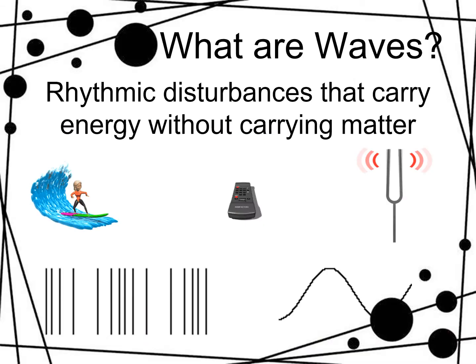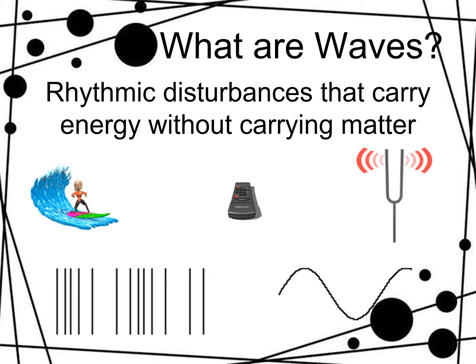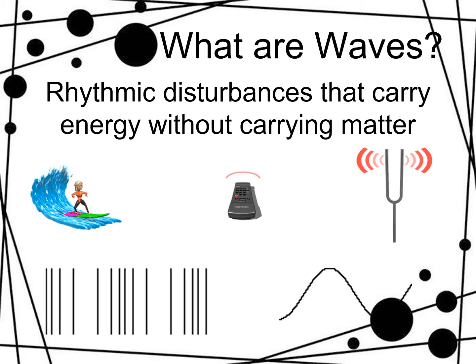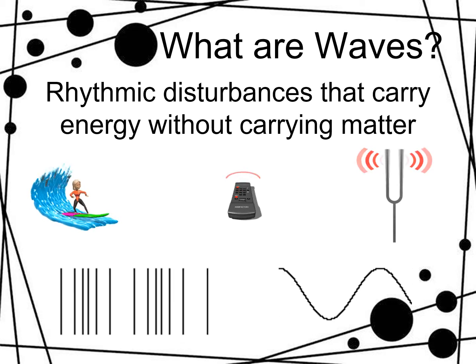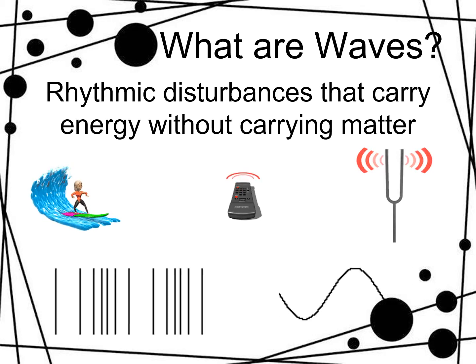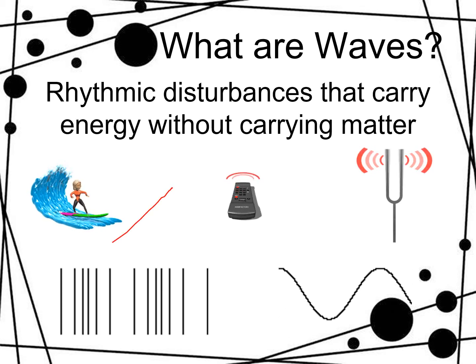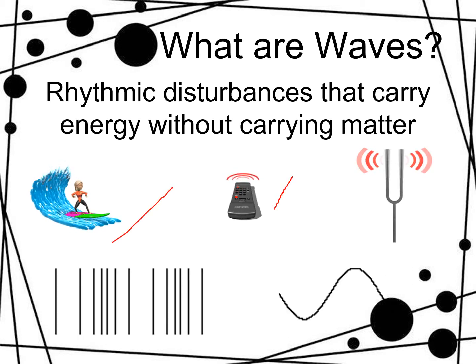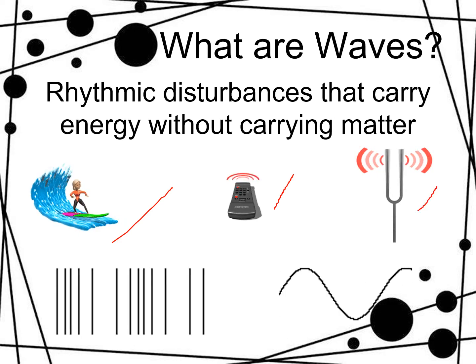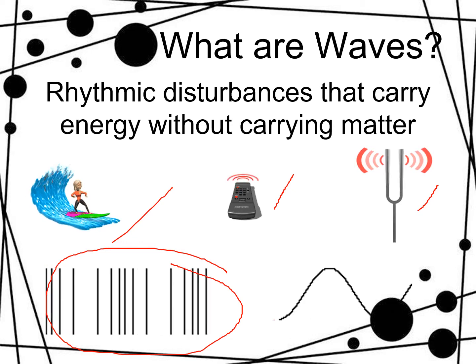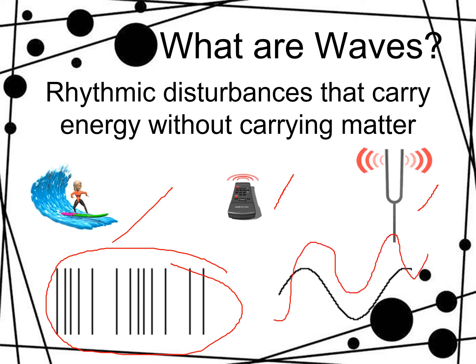Okay, what are waves? Waves are rhythmic disturbances that carry energy without carrying matter. So these are examples of different waves: waves from the remote control, a tuning fork, and I think this is the sound wave, and this is the wave of the oceans.